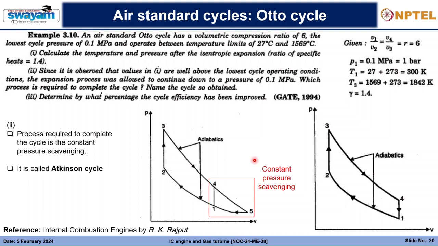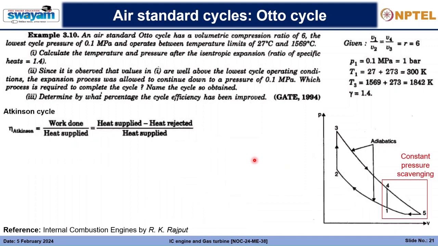Next, this is the constant pressure scavenging, and let us see how it has increased the efficiency. For an Atkinson cycle, the efficiency is given by the same expression, work done by heat supplied, that is heat supplied minus heat rejected by heat supplied. Through the thermodynamic relationship, we can see that heat rejected would be a constant pressure process. So nowhere do we need Cv now. We need the specific heat at constant pressure.